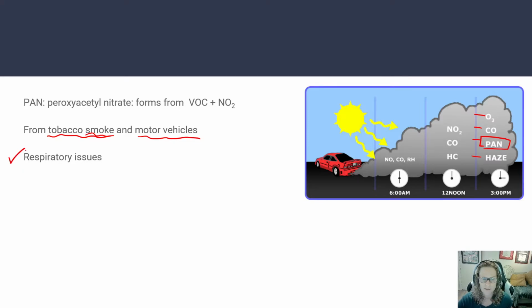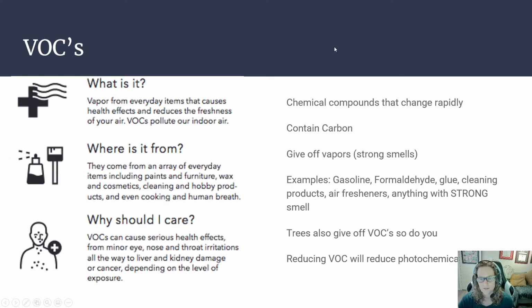The main one, big time respiratory issues. I mean, you want to breathe, right? That's kind of important. Okay, so this VOC, what the heck is it? So it's a volatile organic compound. So it's got some carbon in it. That's what the organic part is.